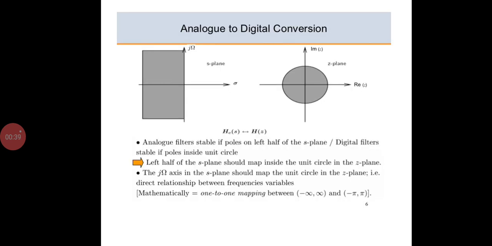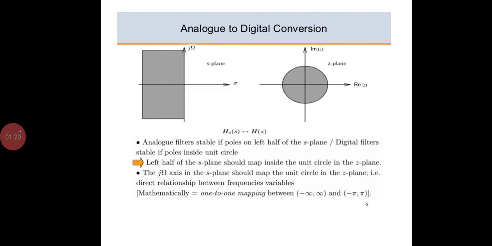Now we can see the analog to digital conversion. The first one is the S-plane and the second one is the Z-plane. Analog filters stay stable if the poles lie on the left side of the S-plane, and the digital filter is stable if the poles lie inside the unit circle. The left half of the S-plane should map inside the unit circle in the Z-plane, and the j omega axis in the S-plane should map to the unit circle in the Z-plane. That is the direct relationship between the frequency variables.